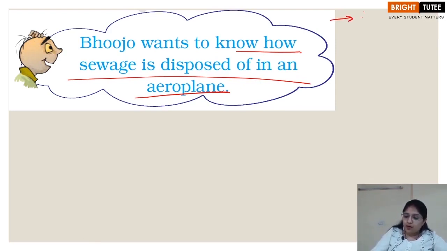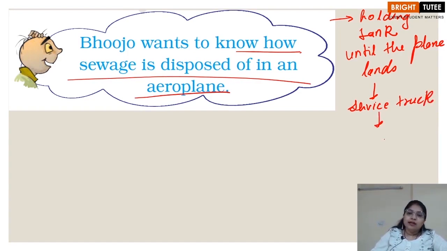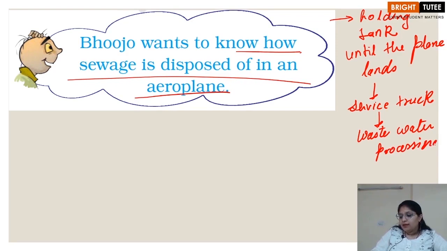So usually in an aeroplane there is a holding tank, right? Whatever human excreta is there in the aeroplane goes into a holding tank until the plane lands, right? Once the plane lands, a service truck is used to clean up this tank. After it pumps out all this excreta, the service truck takes it to the wastewater processing area, right? Many a times this wastewater processing area is a community area. That means a service truck will take it to an area in the airport, from where it will go to the wastewater processing area. So in this way we see how the excreta or sewage is disposed of in the aeroplane, right?